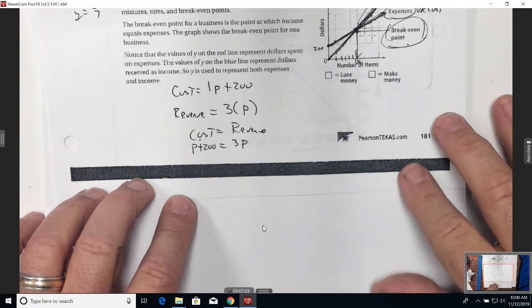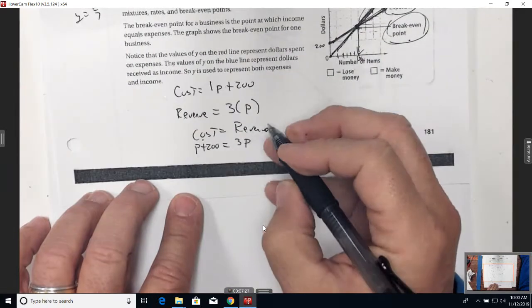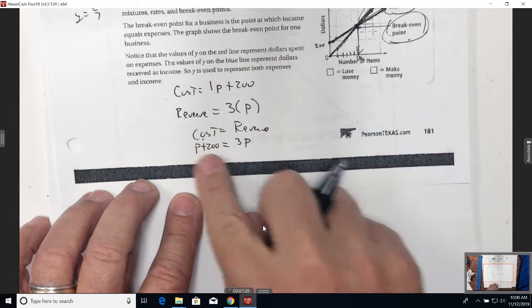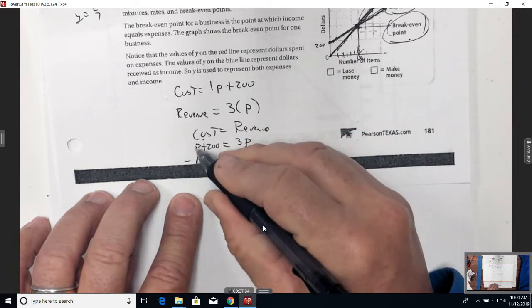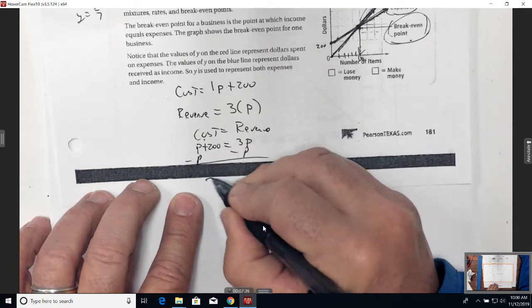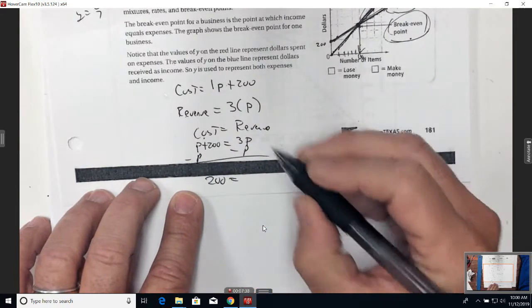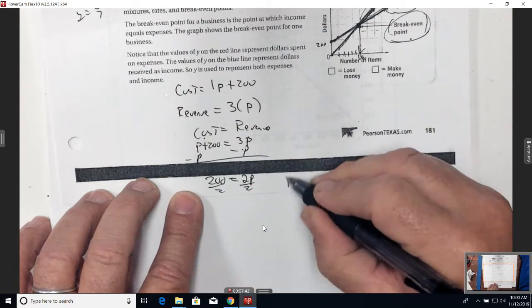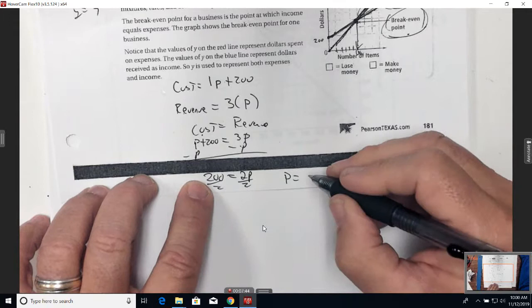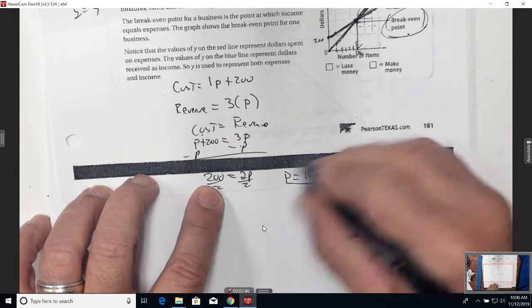So when are these equal? Can y'all tell me? Solve it for P. How many pens would you have to sell for the cost to be equal to the revenue? We'll subtract P. So I get P minus P, which is 0, plus 200, would be 200 is equal to 3P minus 1P, which is 2P. Divided by 2, divided by 2. So how many pens do I have to sell? 200 divided by 2 would be 100.